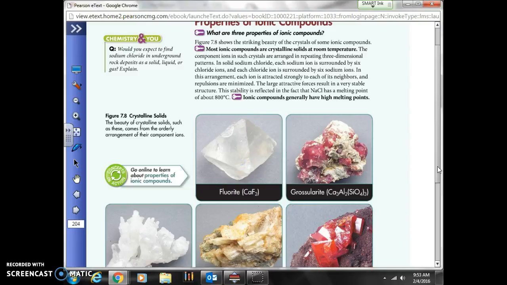The reason they have such high melting points is because the forces of attraction between the cations and the anions in ionic solids are very strong forces. So it takes a lot of energy to break those ionic bonds apart. Think about having to put a lot of heat into something to break it down from a solid to a liquid; that's because it has such a high melting point. It takes a lot of energy to break those forces of attraction.